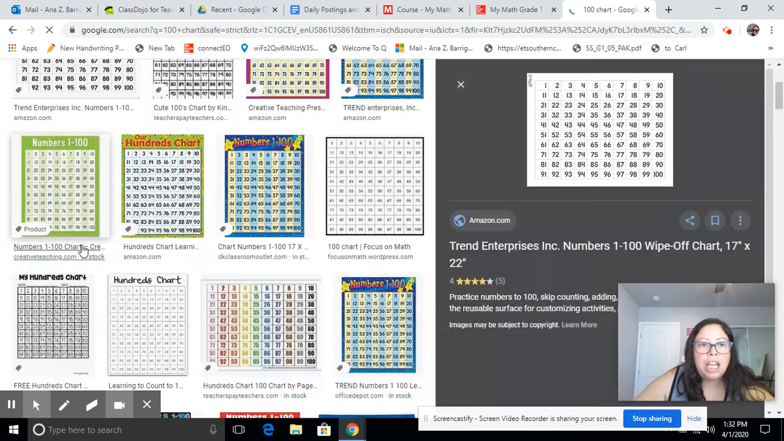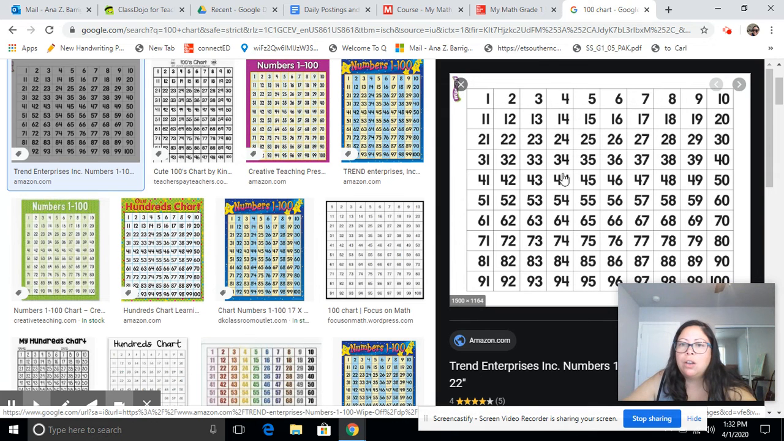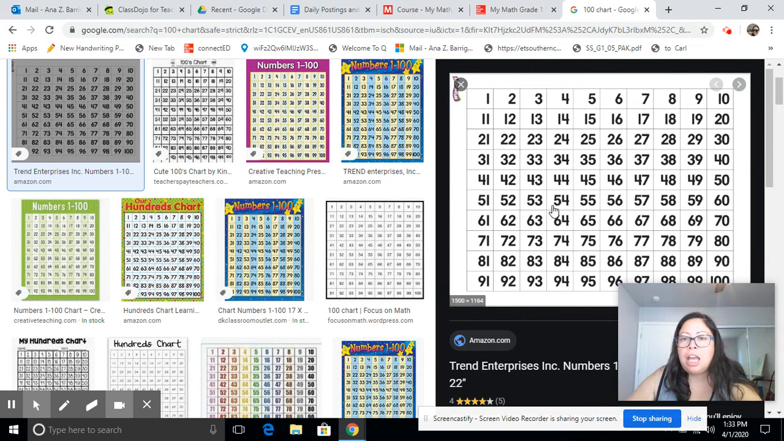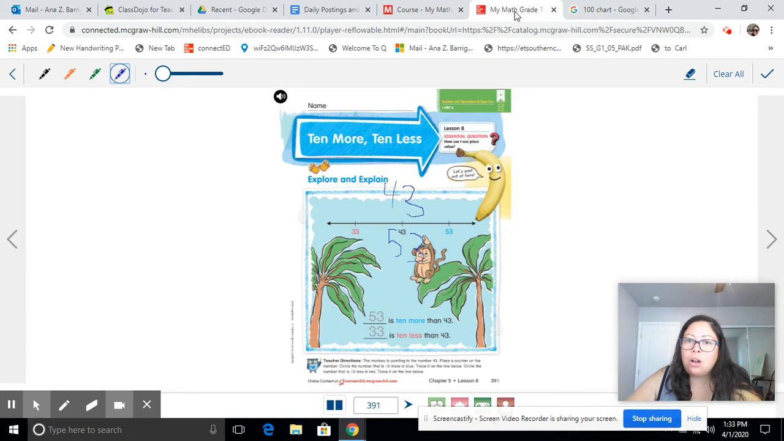So if I were to look at a 100 chart like this, and I see 43 is right here, and I say I add 10 more, I go 1, 2, 3, 4, 5, 6, 7, 8, 9, 10. Oh, it goes to 53, and that is what it's saying. 53 is 10 more than 43 if I use my hundreds chart. I can also right away, if I look at 43 and then I go plus 10, it's just going to be one more group of 10, from the 4 to the 5. That's all you're doing, 10 more.